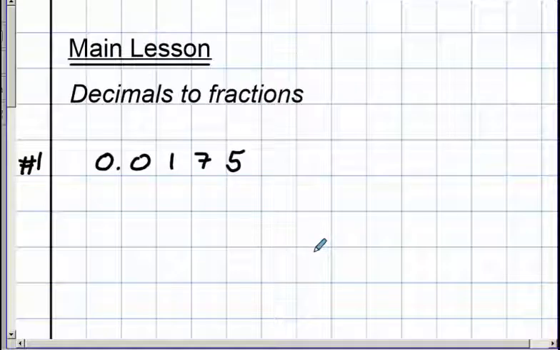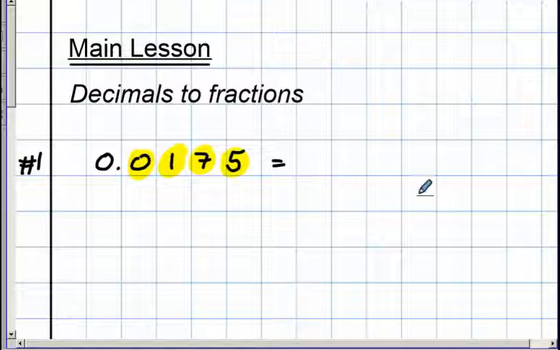Convert decimals to fractions. Now the first one we're going to look at is 0.0175. Here's the first step. You count the number of figures after the decimal point. I've got 1, 2, 3, 4. So my denominator is going to have 4 zeros. So the bottom number is going to have 4 zeros.